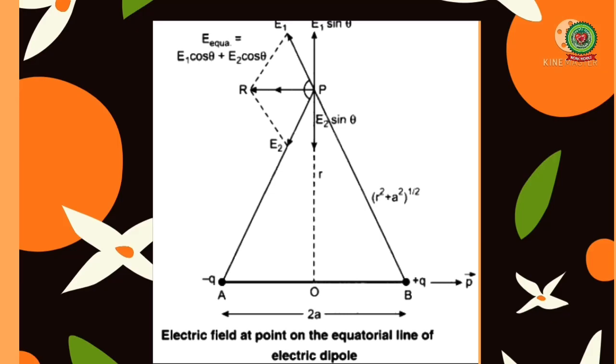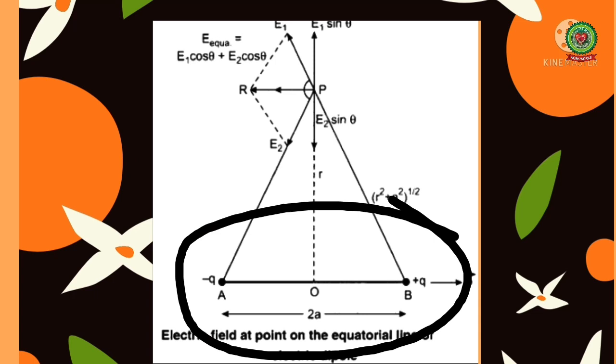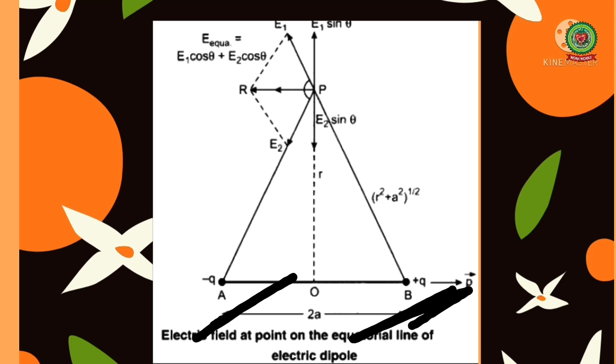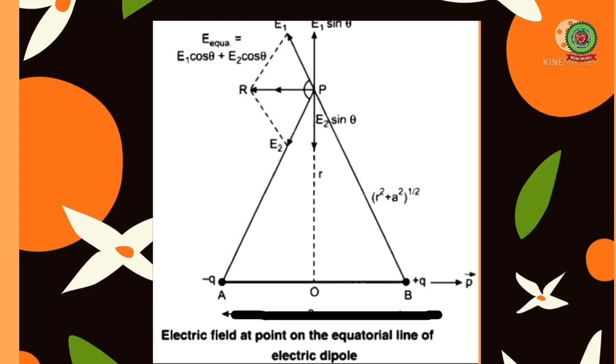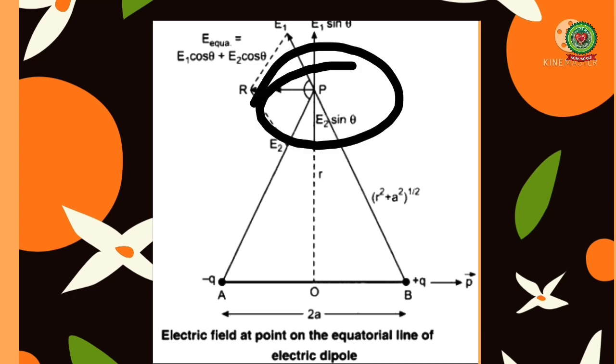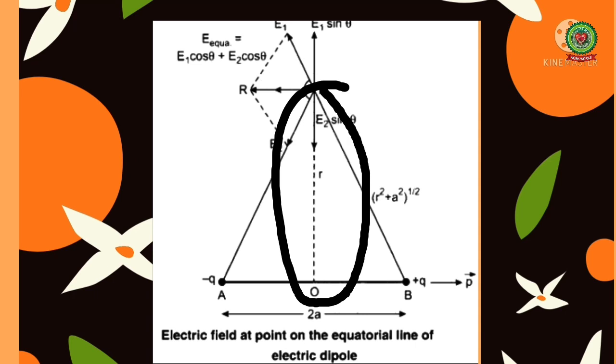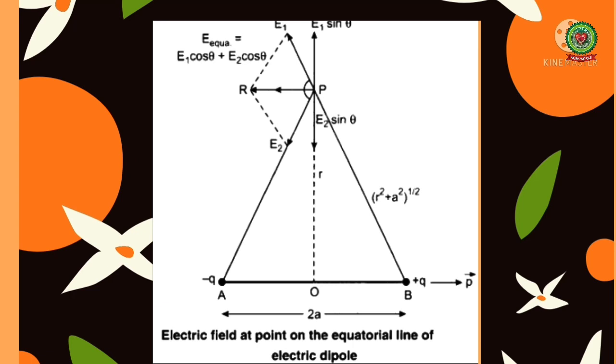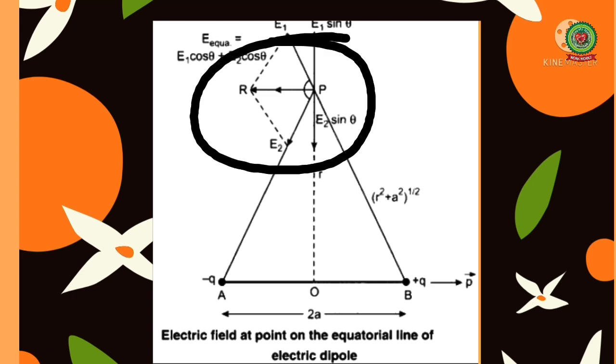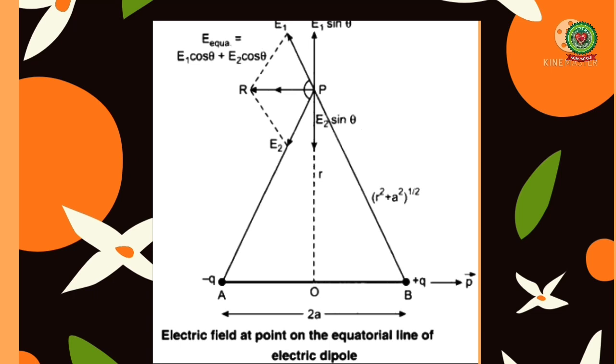Students, here we have a picture in which we can see an electric dipole, which consists of two equal but opposite charges, minus q and plus q, separated by a distance 2l. Let P be a point at a distance r from the center of the dipole O. The electric field intensity at P due to the dipole is the vector sum of the field due to the charge minus q at A and plus q at B.